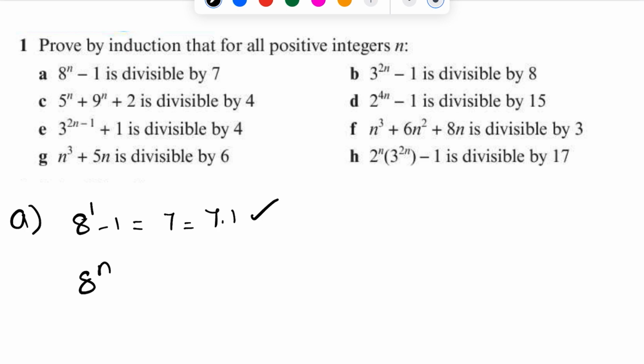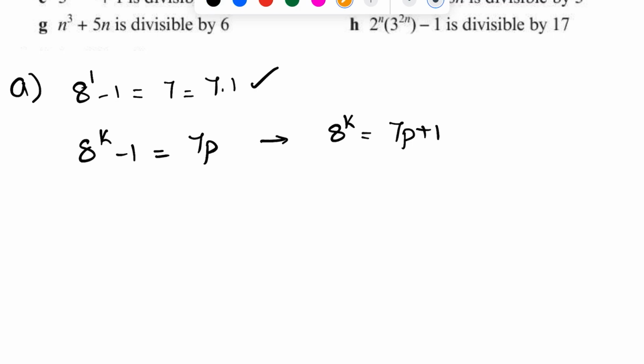Let us assume that it is true for n equals k. So 8 power k minus 1 is divisible by 7. 7 means I'll write it as 7p. Over here, make 8 power k as a subject. So it becomes 7p plus 1. Now I have to prove that it is true for n equals k plus 1.